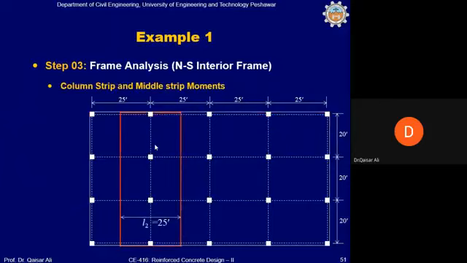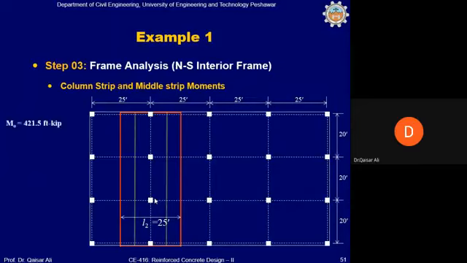Next is north-south interior frame. The width of the north-south interior frame is now 25 feet, and the length of every span is 20 feet, because all panels are of same size, 20, 20, 20. Okay, we will follow the same procedure. The only difference is now that the width is 25 feet and the length is 20 feet. And in the previous east-west frames, the width was 20 feet and the length was 25 feet.